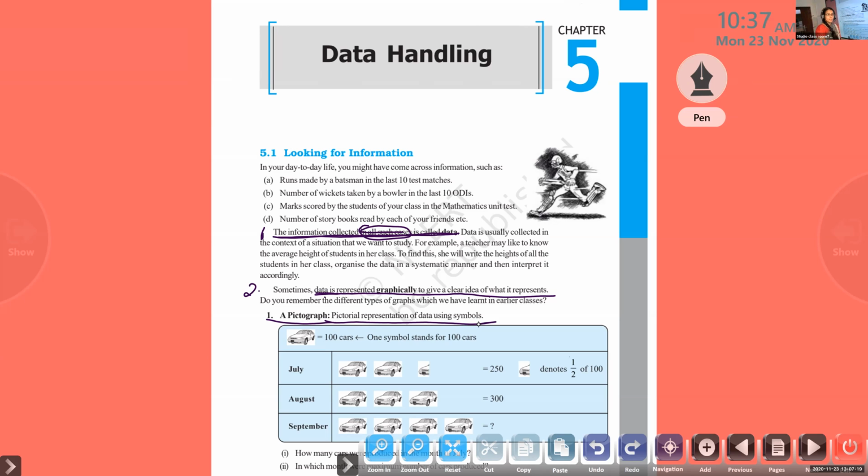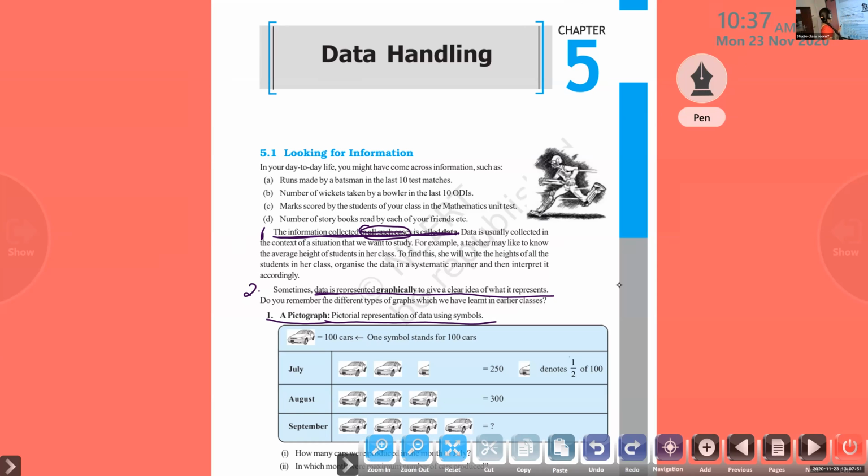Sometimes at election time, you can see a circle with this much Congress, this much BJP, this much others. That is called a pie chart. By just seeing that at a glance, we can understand how many seats BJP got, how many seats others got, LDF, UDF. By seeing that, we can easily understand. That's why these graphs are used for representing data.